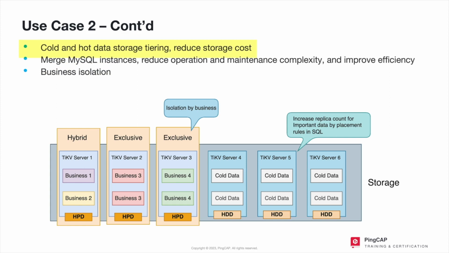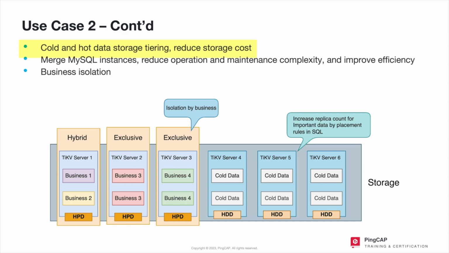Cold and hot data storage tiering reduced storage costs. Separating hot and cold data allows us to store cold data on lower cost HDD drives. And not only are HDD drives less expensive, they provide greater storage space.